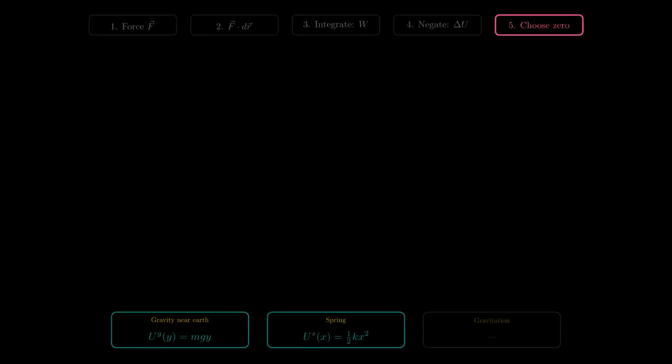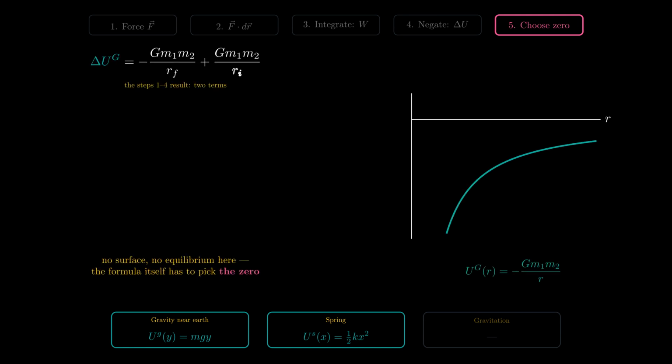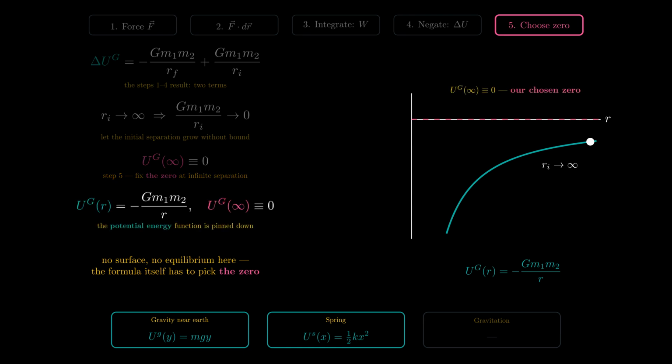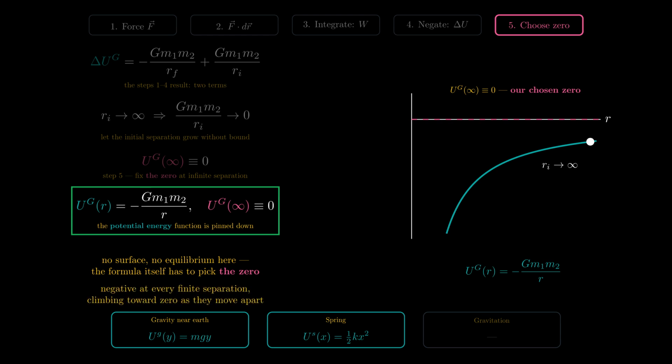Step 5, no surface here, no equilibrium, but the formula singles out one separation, infinity. Delta U has two terms and the big G m1 m2 over r sub i vanishes as the initial separation grows without bound. So set r sub i at infinity with U of infinity identically 0. What remains is U of r equals minus big G m1 m2 over r. At every finite separation, the potential energy is negative, climbing towards 0 as the masses move apart. The deeper the value, the more energy it takes to drag the objects out to infinity.